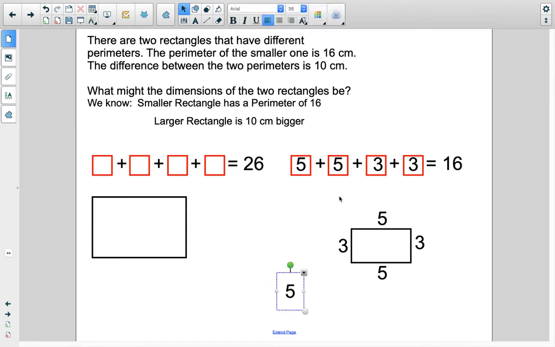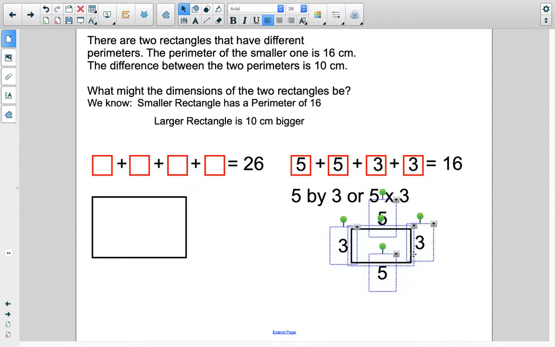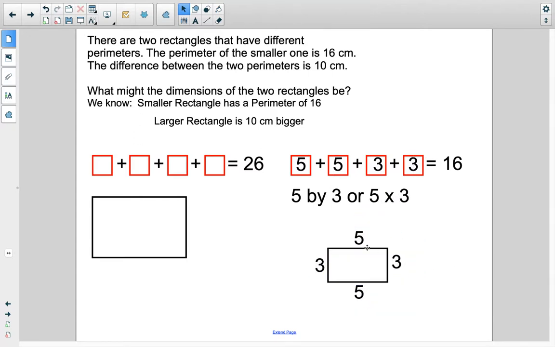Right? When we talk about dimensions, we go 5 by 3, or you can also say 5 times 3. Sometimes they put an X in there, a times sign to mean by. All right, so we figured out the first rectangle. We know this one's 26.